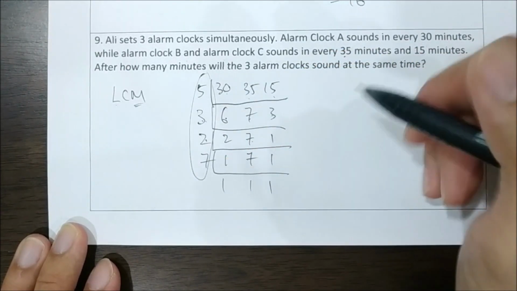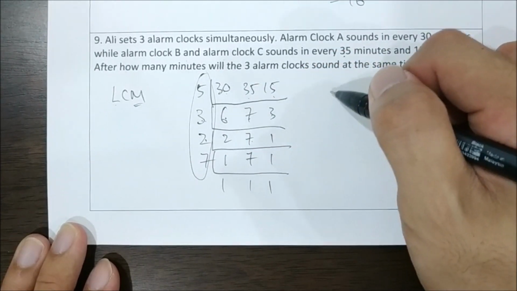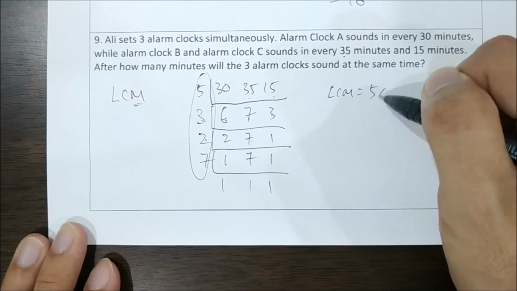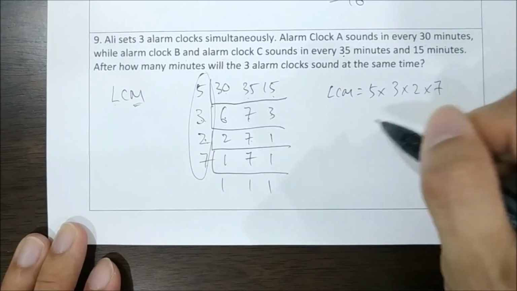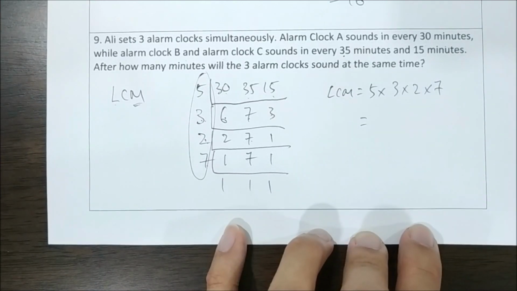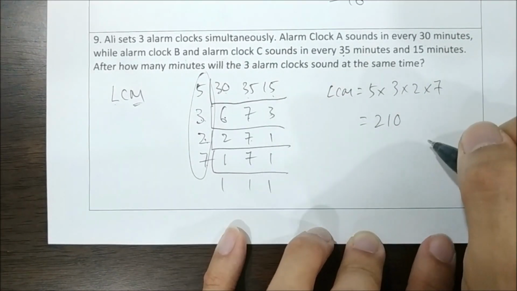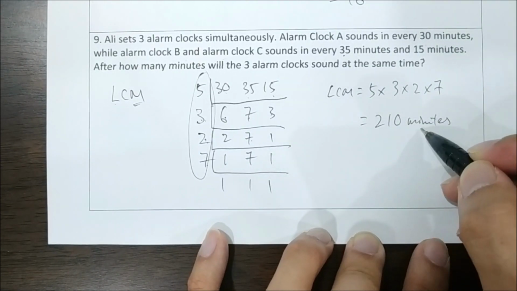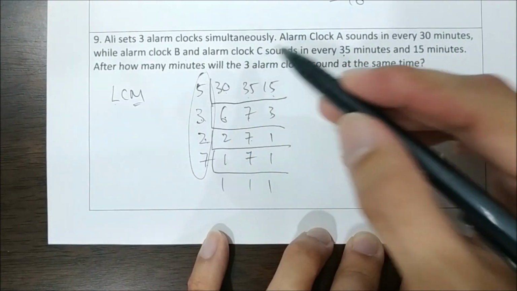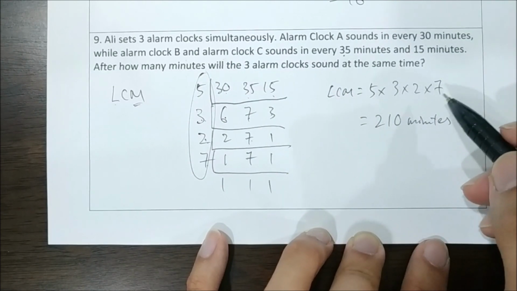Then you take all these numbers. So the lowest common multiple is 5 times 3 times 2 times 7. So you get the answer, which is 210 minutes. So after 210 minutes, alarm clocks A, B, and C will sound at the same time.